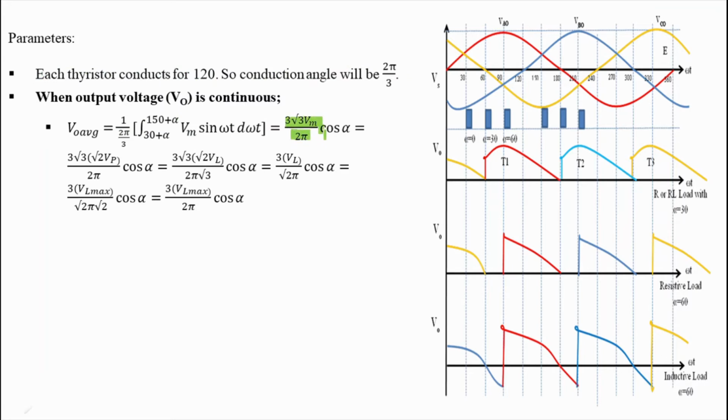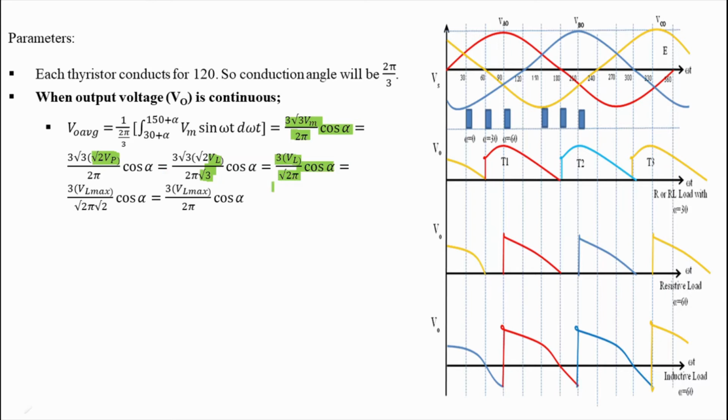Now here in this expression we know that Vp is equal to Vm by root 2, and so from this we can write Vm is equal to Vp into root 2. So replace this Vm by Vp root 2, we will get this expression. Now we know that Vp is equal to VL by root 3. So replace Vp by VL by root 3, we get this expression. And now on simplifying this expression, cancel this root 3, and this root 2 will cancel with this 2 and we will get root 2 in the denominator.